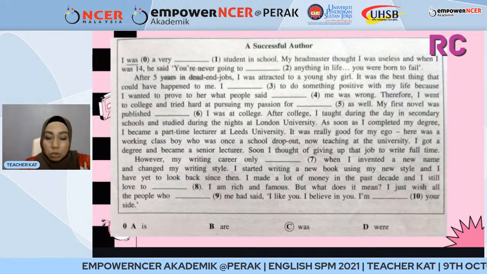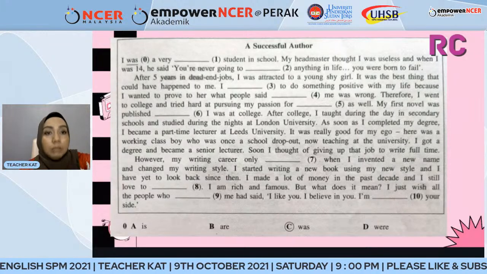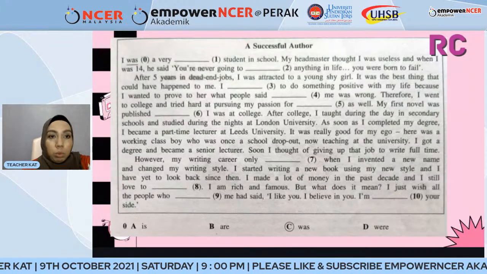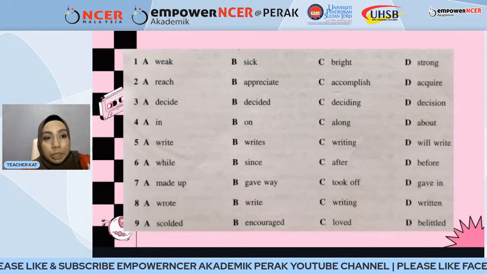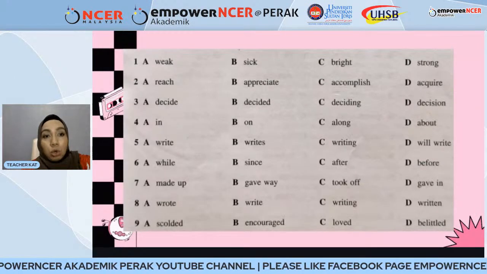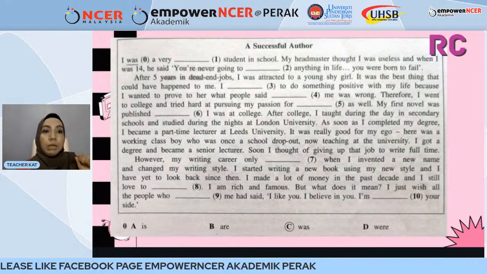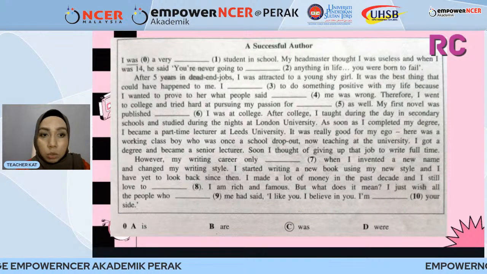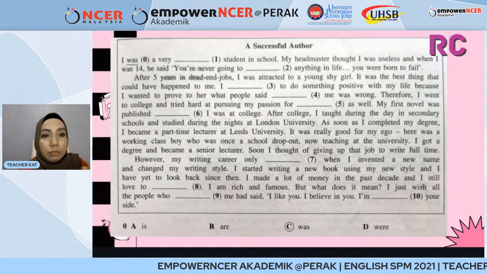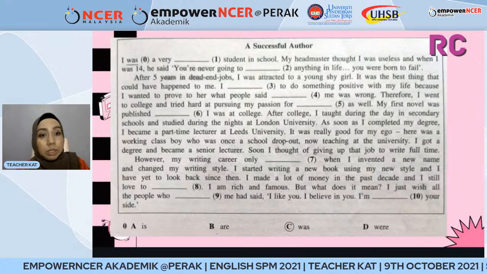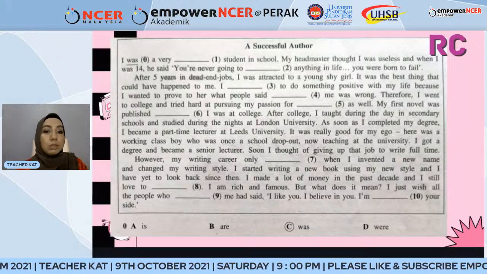So for rational clause, now let's try to answer question number one. "I was a very blank student in school." We don't know what is blank there, so we look at the answer. Number one: weak, sick, bright, strong. We go back to the question and try to put the word in the blank. I was a very weak student in school. I was a very sick student in school. I was a very bright student in school, and I was a very strong student in school. All four options sound correct. All four options are possible.